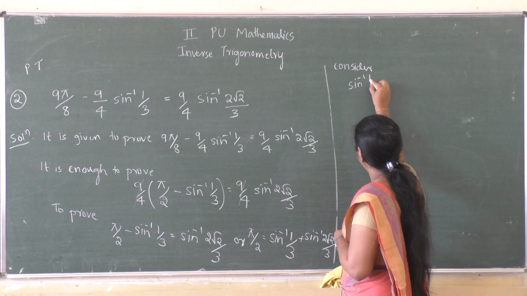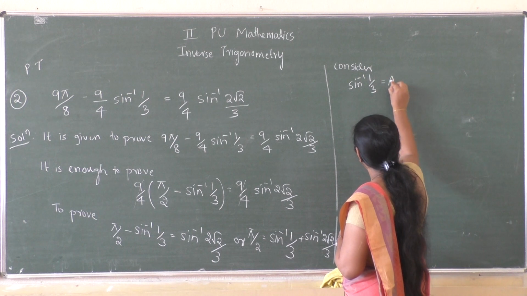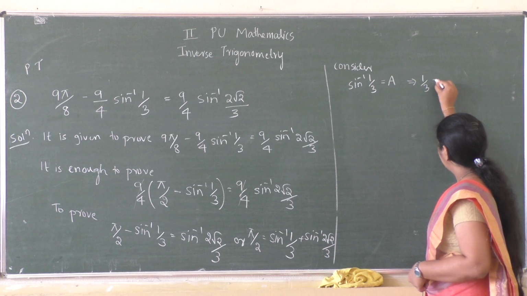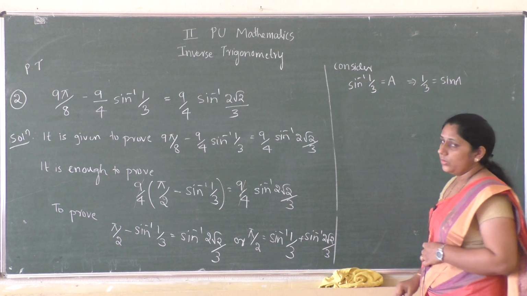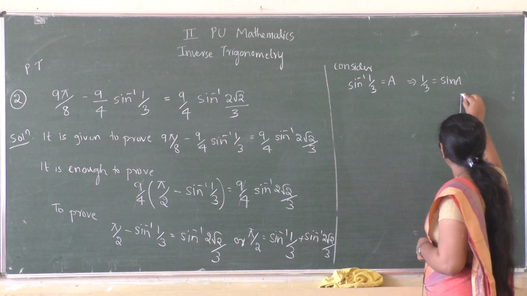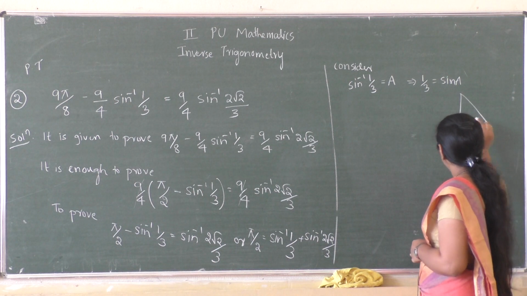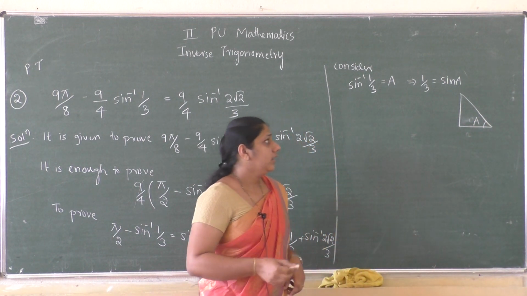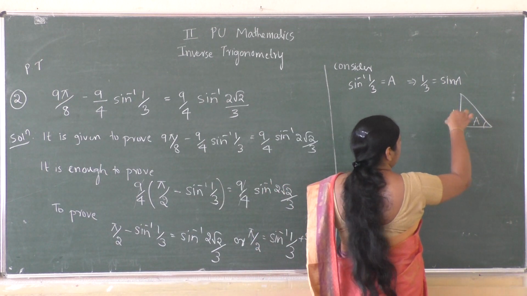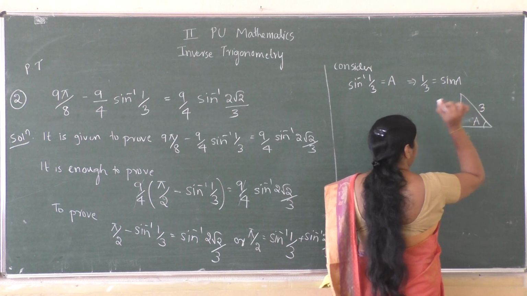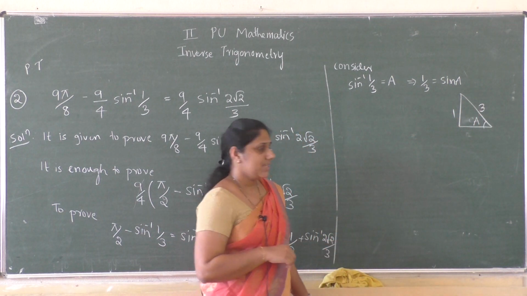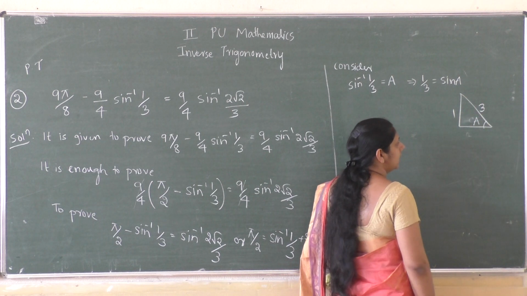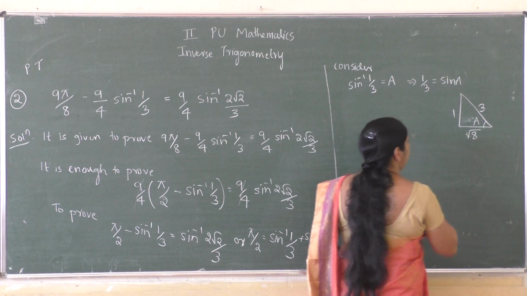sin inverse 1 by 3 equal to some angle A, that implies sin A is equal to 1 by 3. I will take the right angle triangle with this angle A, then from the value 1 by 3, the opposite side will be 1 and the hypotenuse will be 3, then the adjacent side will be root of 3 square minus 1 square, that is root 8 we get, right?